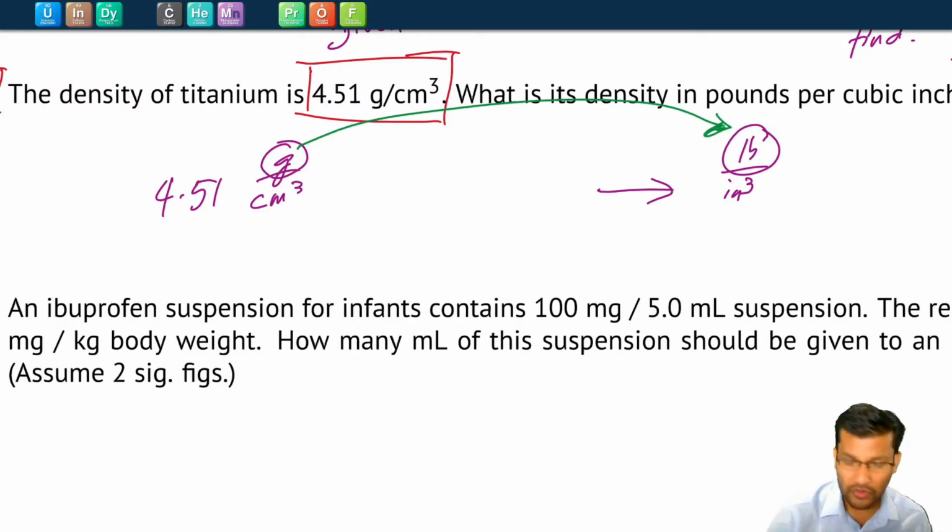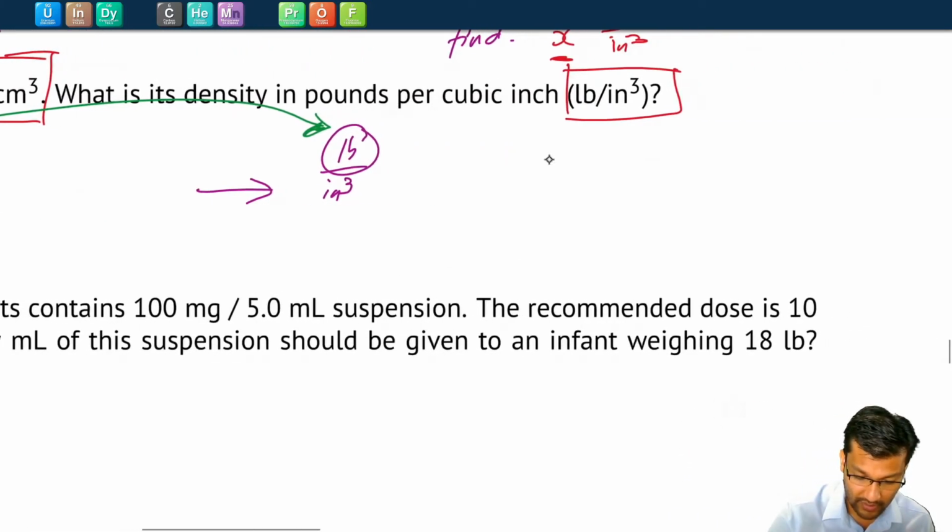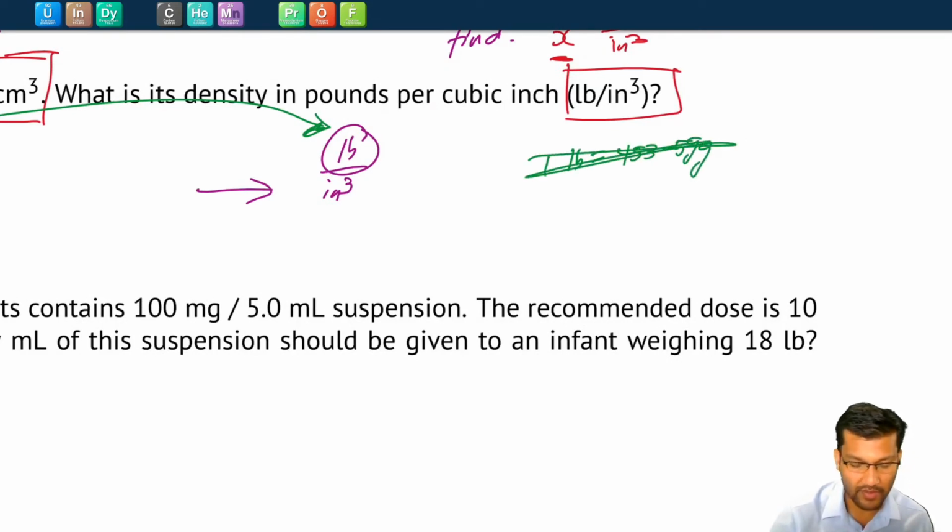Now, you may have remembered how many grams are in a pound. In case you didn't, 1 pound is 453.59 grams. But you might not remember that. But you might remember that 1 kilogram is equal to 2.205 pounds. That's one that I remember.